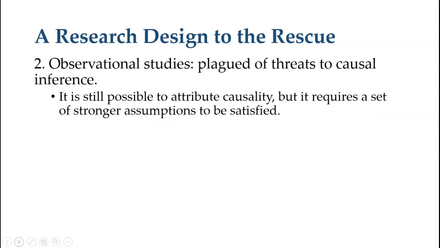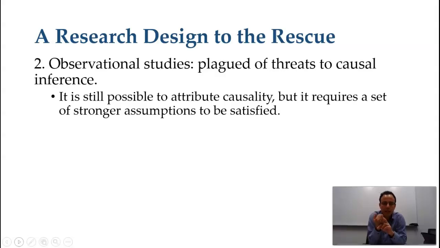The observational studies, so the rest of the studies, surveys, use of data sets, qualitative methods, and so on, are plagued with these threats to causal inference, especially with selection bias. Now, it is still possible to attribute causality with these kinds of methods, but we need to satisfy a stronger set of assumptions to convince our audience, the scientific community, that X causes Y, right?